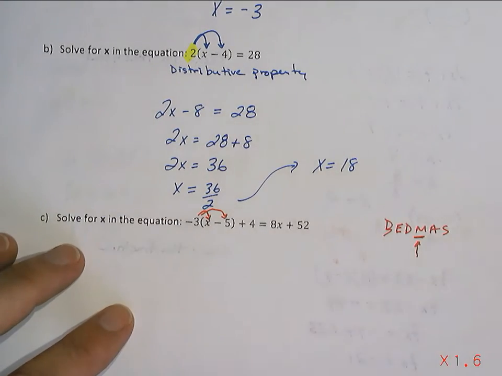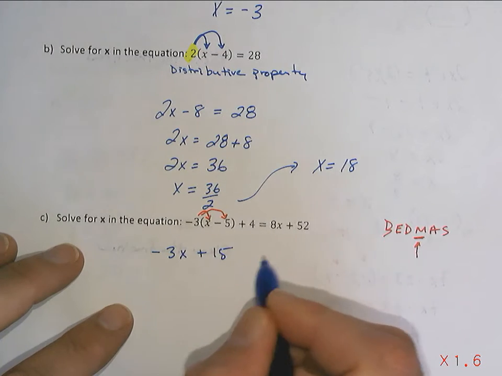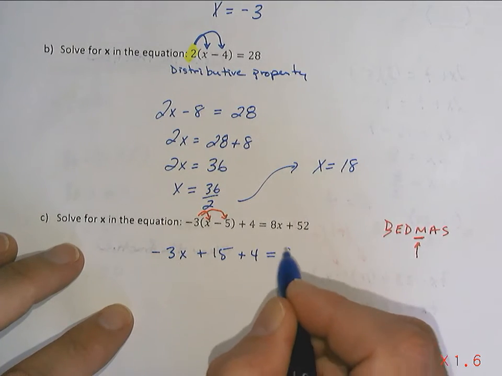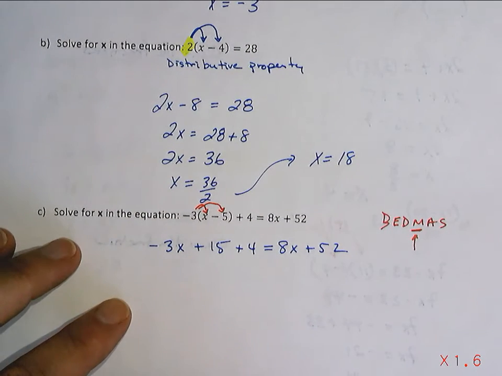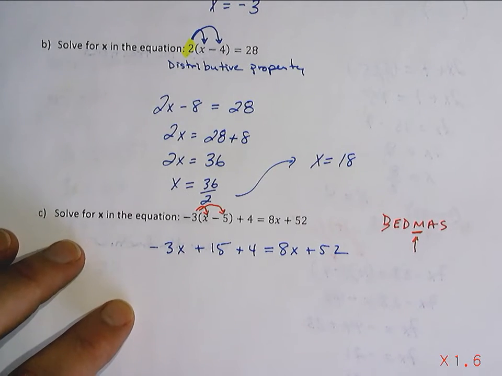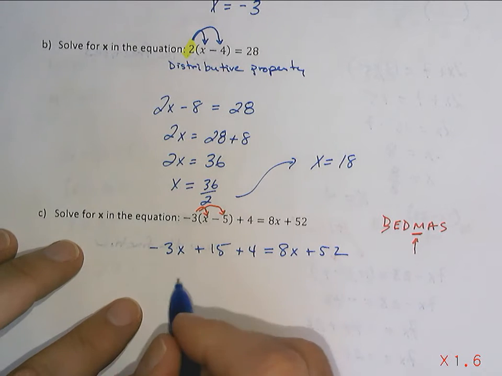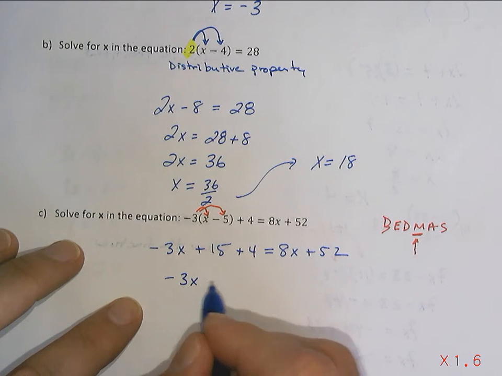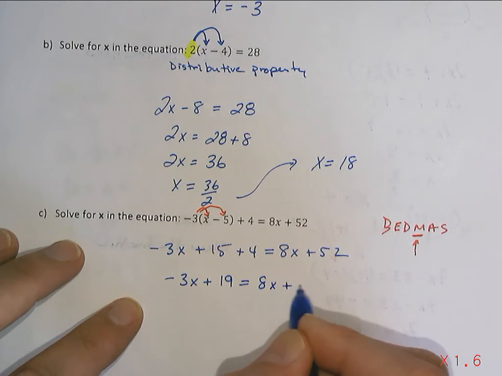So that gives us negative 3x plus 15 plus 4 equals 8x plus 52. Now my suggestion is to clean it up as soon as you can. See this 15 and the 4? I'd put that together and get one number. So I would get negative 3x plus 19 equals 8x plus 52.